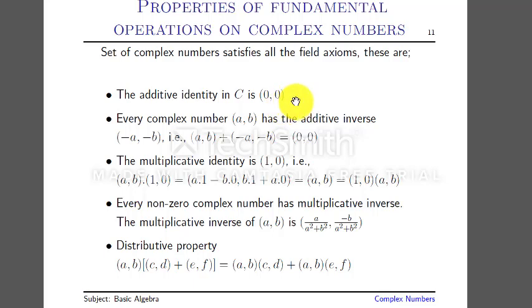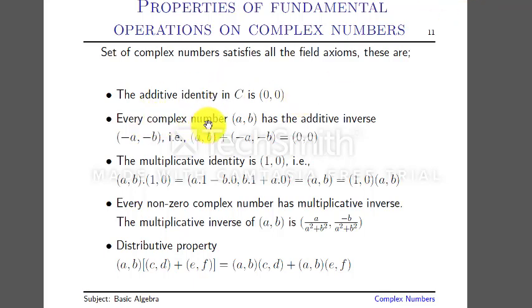But in case of the complex numbers, (0, 0) is the additive identity. If we add (0, 0) with some complex number (A, B), then the answer must be (A, B). So (0, 0) is the additive identity in case of the complex numbers, and we cannot write only 0 as the additive identity for a complex number.